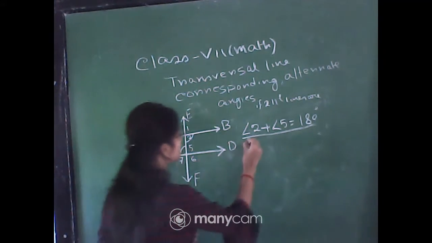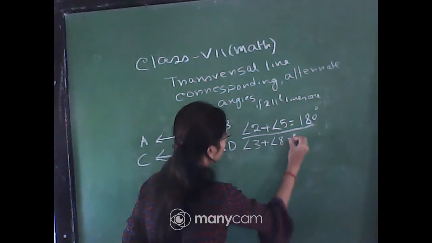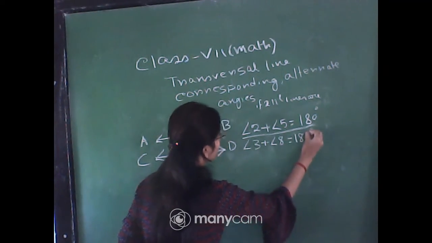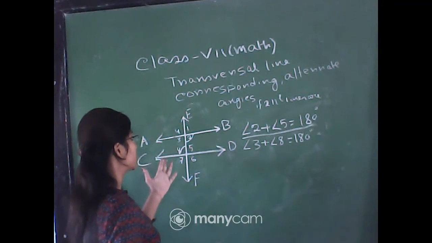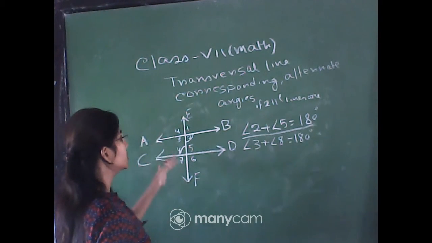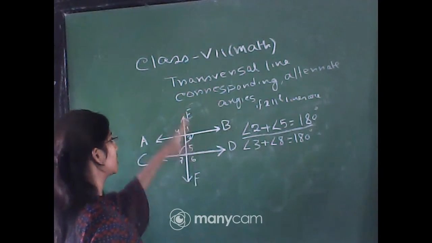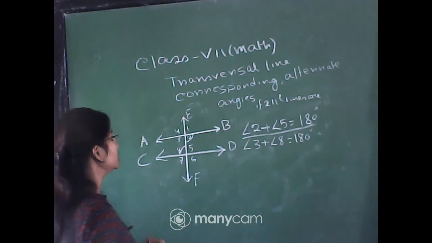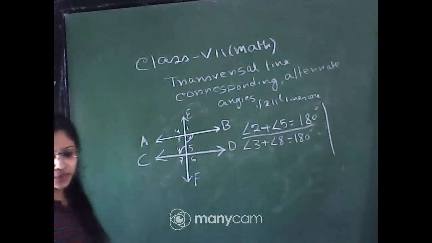Similarly, angle 3 plus angle 8 is equal to 180 degrees, because they are on the left side of the transversal line and they are interior angles. Also, AB and CD are parallel lines cut by the transversal line EF. So, these are the properties. Any problem, student?